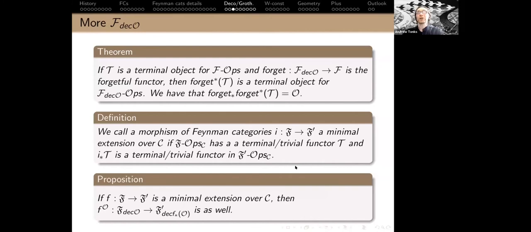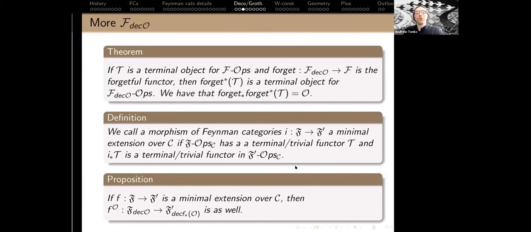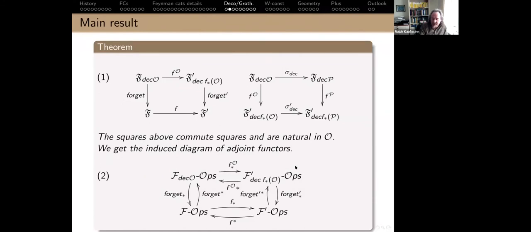Victor Carmona asks, does the decoration construction have something to do with enveloping operads? No, the enveloping operads are the push forward. So enveloping will be the push forward here, this F star, and the decoration is compatible with push forward.